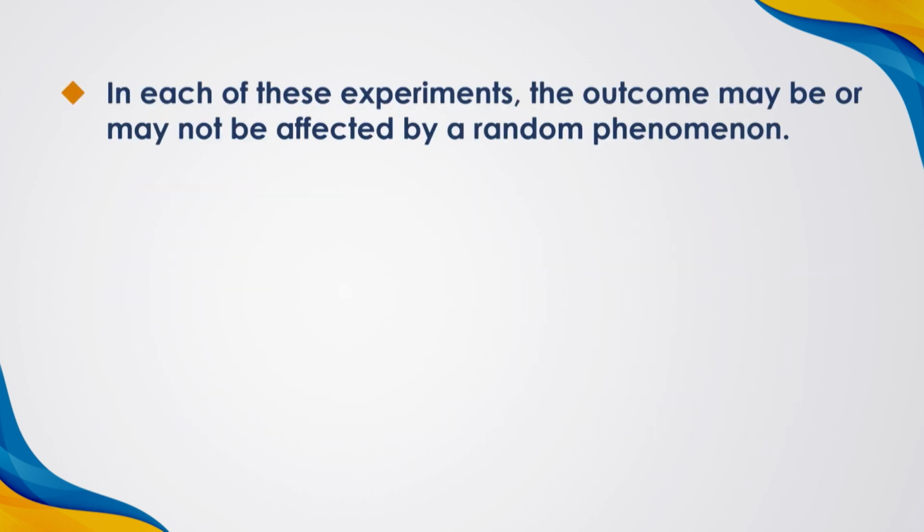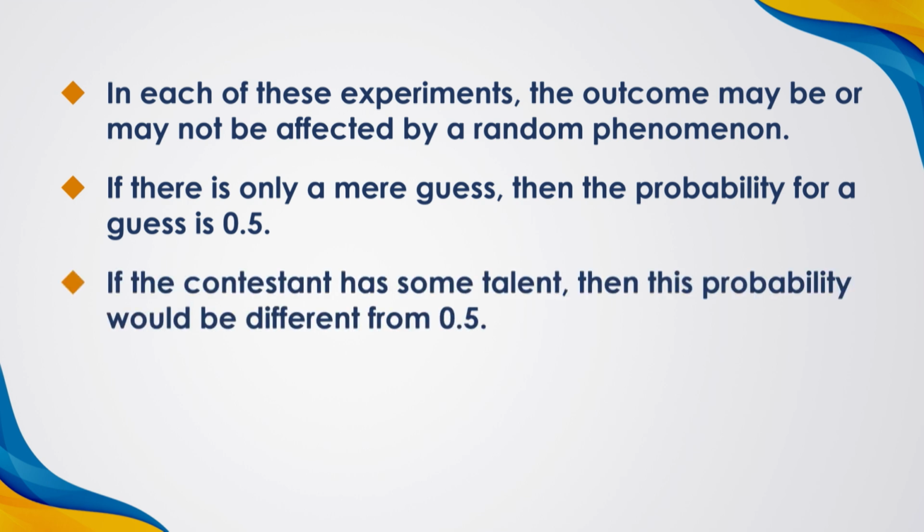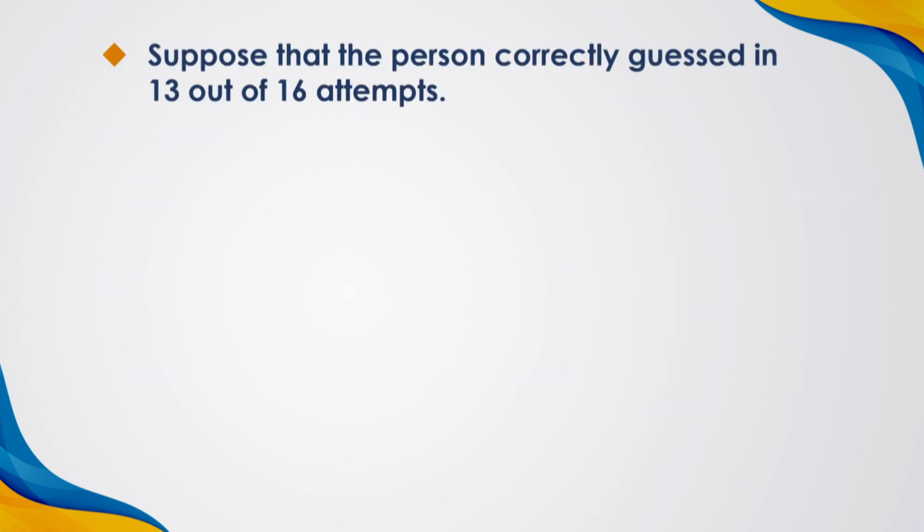In each of these experiments, the outcome may or may not be affected by a random phenomenon. If there is a mere guess, then the probability for a guess is 0.5. If the contestant has some talent, then this probability would be different from 0.5. By assuming a simple guess by the contestant, we compute the probability for a particular number of correct guesses. Suppose that the person correctly guessed in 13 out of 16 attempts.